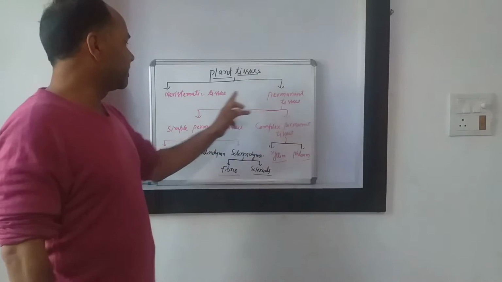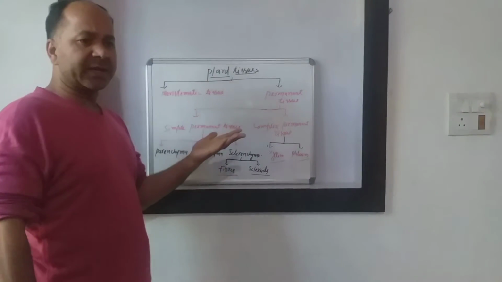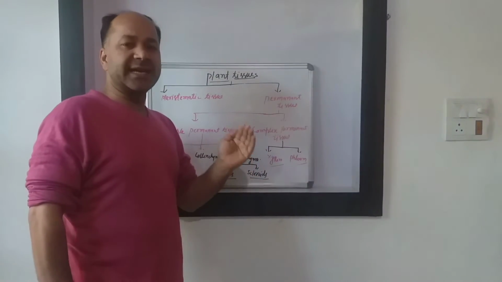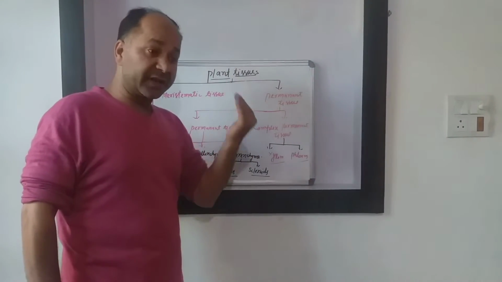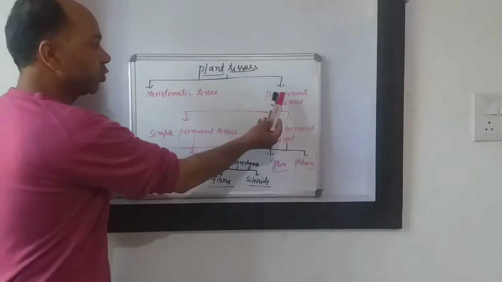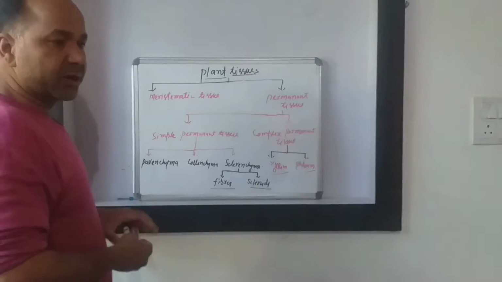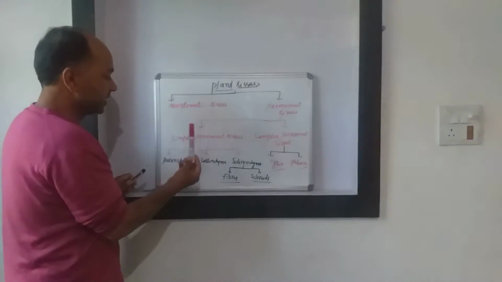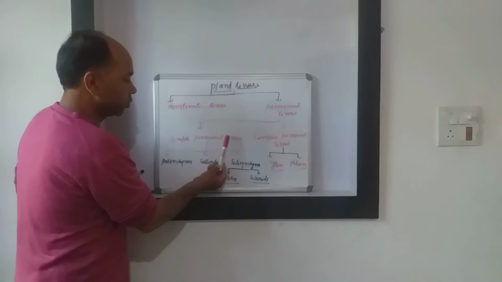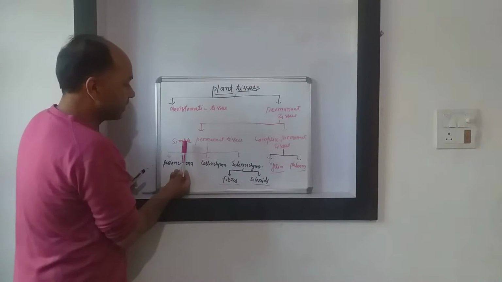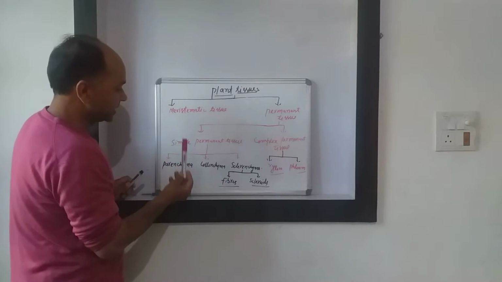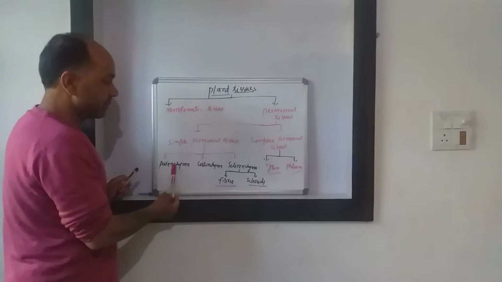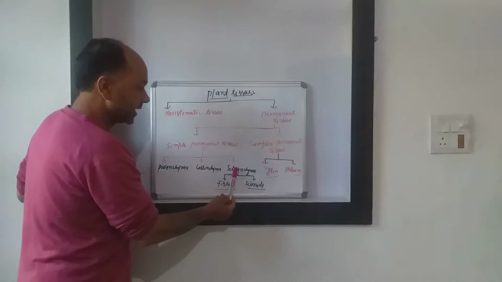Meristematic tissue contains cells that have no differentiation at all, whereas a permanent tissue contains cells in which cellular differentiation has occurred. This permanent tissue is further of two main types depending upon whether it is made of only one kind of cells or more than one kind of cells. A simple permanent tissue is made up of only one kind of cells. There are three main types of simple permanent tissues: number one is parenchyma, number two is collenchyma, and number three is sclerenchyma.